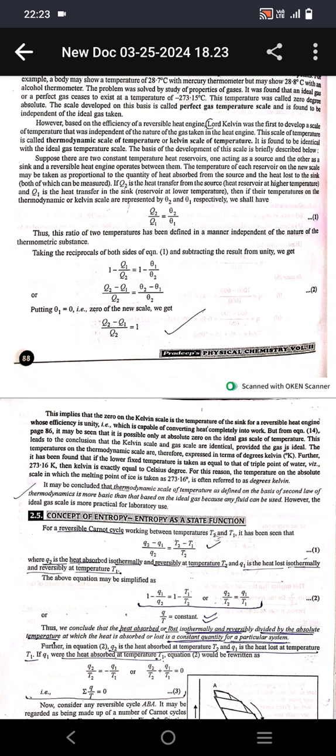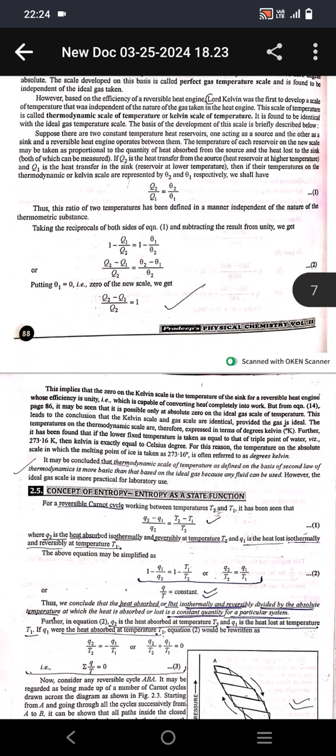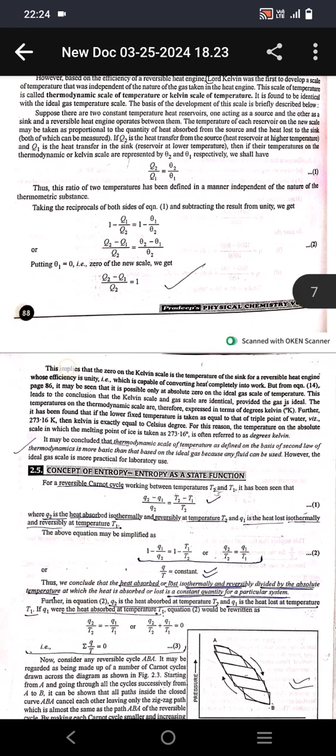It may be concluded that the thermodynamic scale of temperature, as defined on the basis of the second law of thermodynamics, is more basic than that based on the ideal gas, because any fluid can be used. However, the ideal gas scale is more practical for laboratory use. Concept of entropy as a state function.